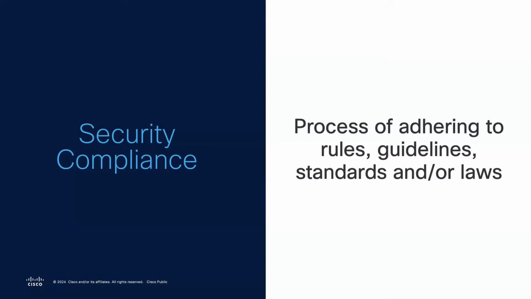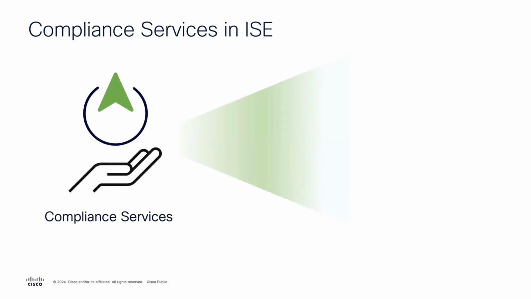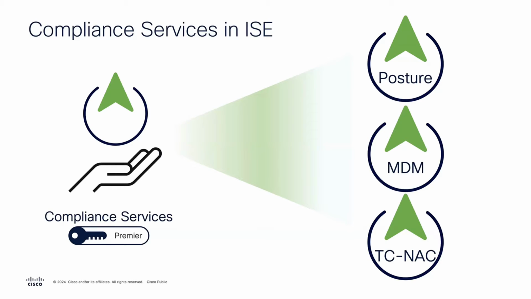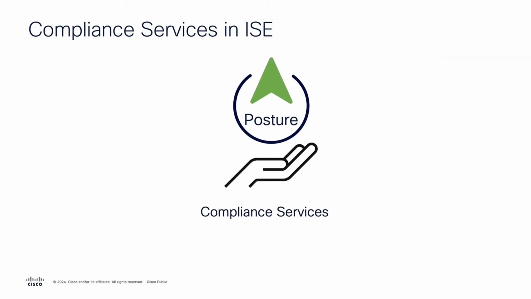What exactly is security compliance? Security compliance is nothing but a process of adhering to rules, regulations, guidelines, standards, laws, or checks, whatever the administrator was levied on. Now, what are the compliance services offered from Cisco ISE? There are 3 services offered from Cisco ISE called Posture Service, MDM Service, and TC-NAC, the Threat-Centric NAC service. All of them require a premier license. And we're going to be covering the Posture Compliance Service in our topic today.